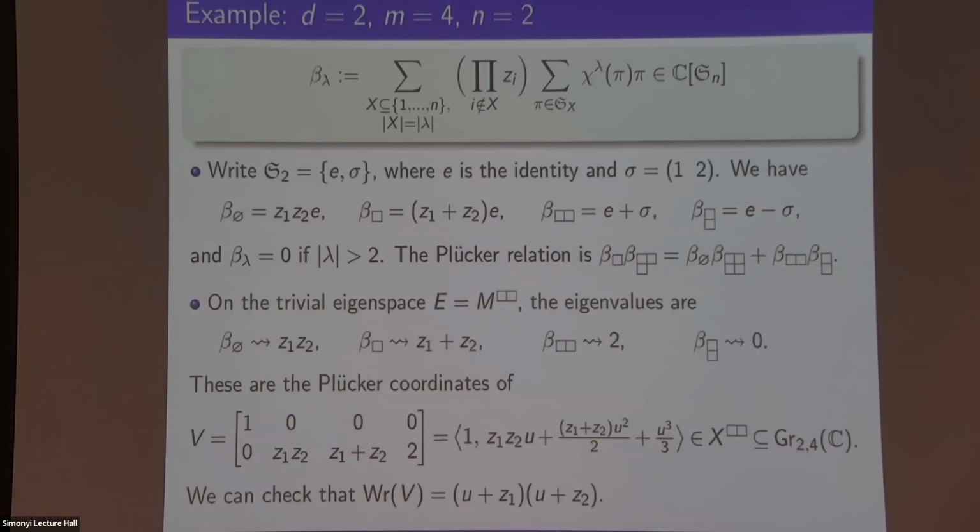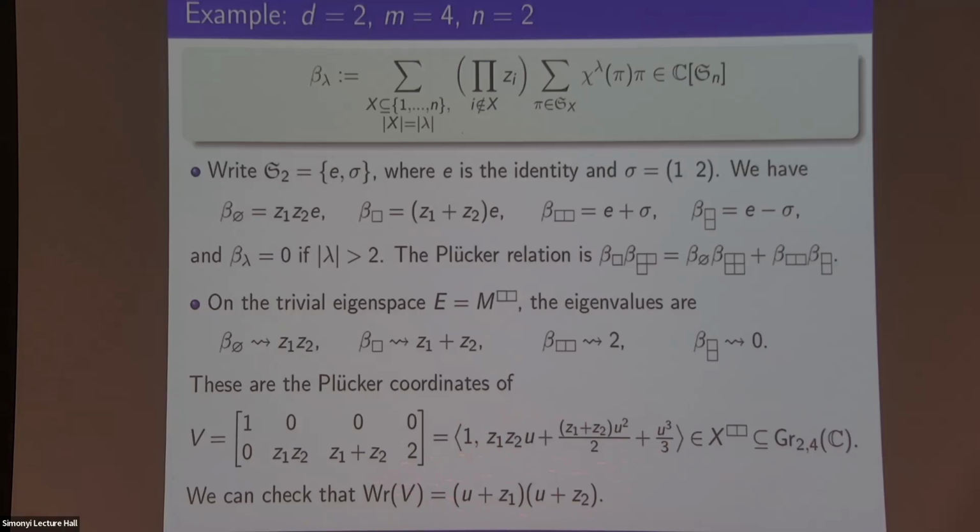Okay. So what the theorem is saying is to look at a common eigenspace of these beta lambdas. It turns out there are 2 eigenspaces. One comes from the one-dimensional trivial representation, and then each permutation just acts as 1. So these are the eigenvalues of my operators. And I claim that these are the Plücker coordinates of this subspace. The point is, if I write this subspace as polynomials, following my recipe from before, then this system of polynomials has the correct Wronskian, (u plus e1) times (u plus e2).